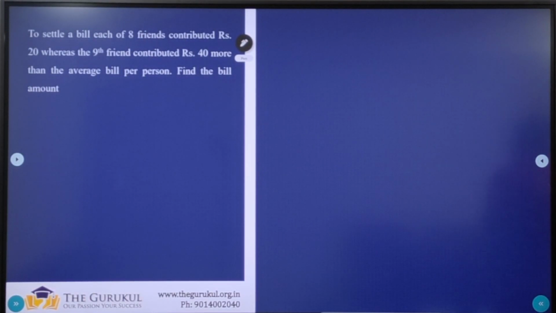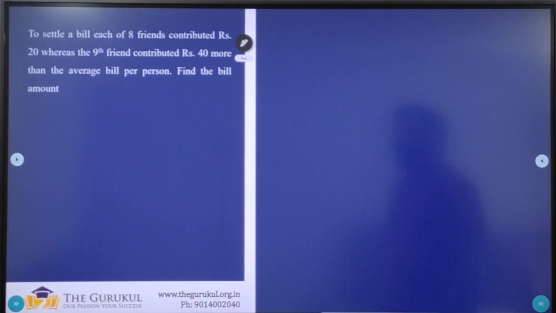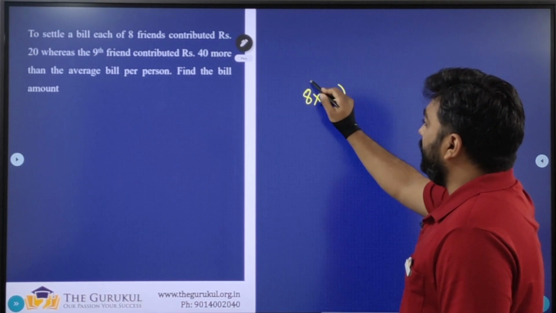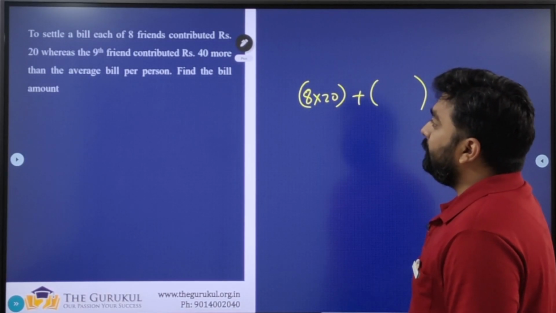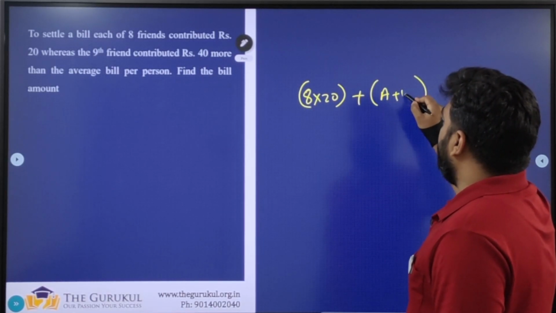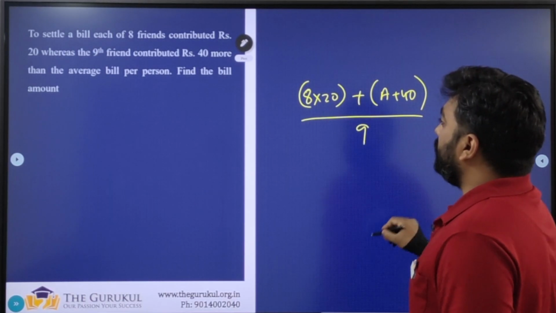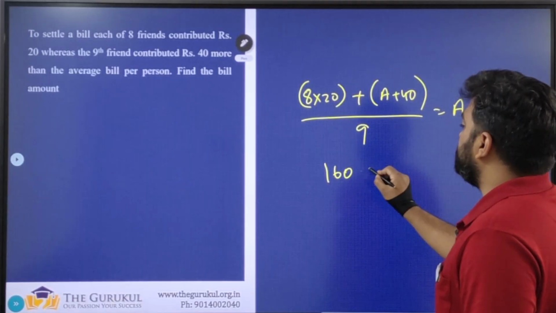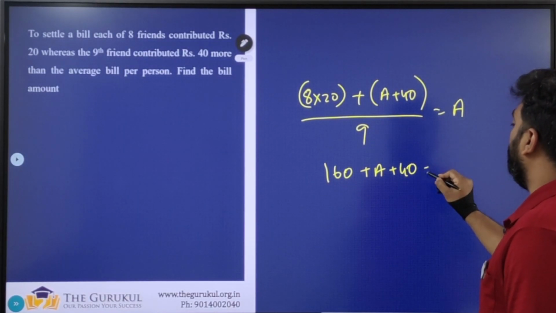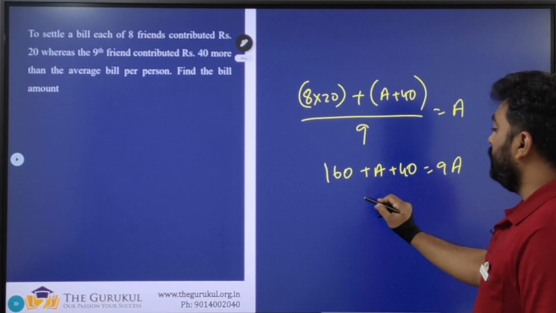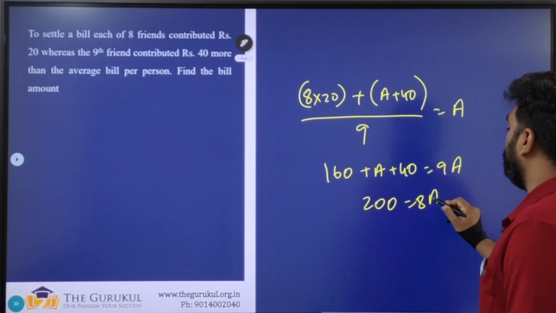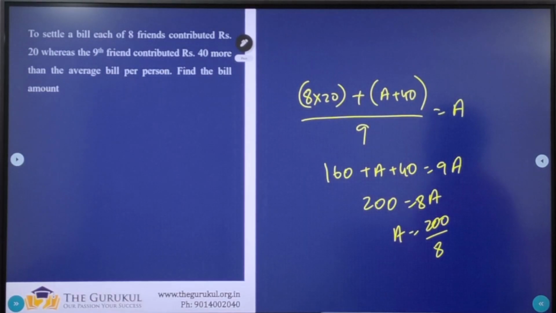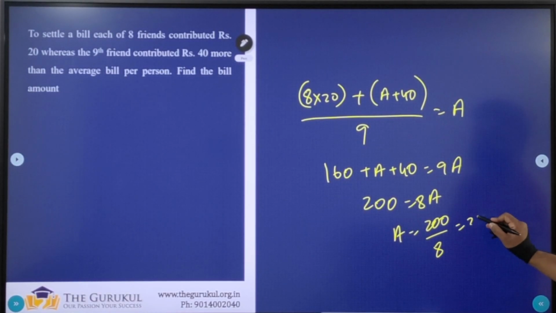You try to solve this question. Tell me, to settle a bill, 8 friends contributed rupees 20. So 8 into 20. Whereas the 9th person contributed average plus 40 rupees. Total 9 people. We are having average. 8 into 20, 160, plus A plus 40 equals 9A. So 200 is equal to 8A. A equals 200 by 8, which is 100 by 4, 50 by 2, that is 25.